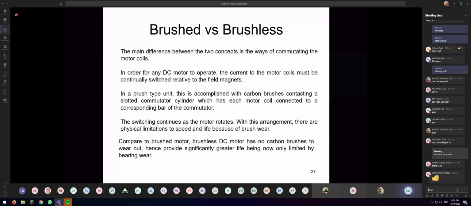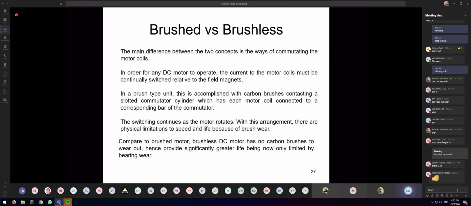So again, this is the comparison between the brush and the brushless DC motor. The main difference between the two concepts is the way of commutating the motor coil. In order for any DC motor to operate, the current to the motor coil must be continuously switched relative to the field magnet. So that means you have to supply the current to the armature.